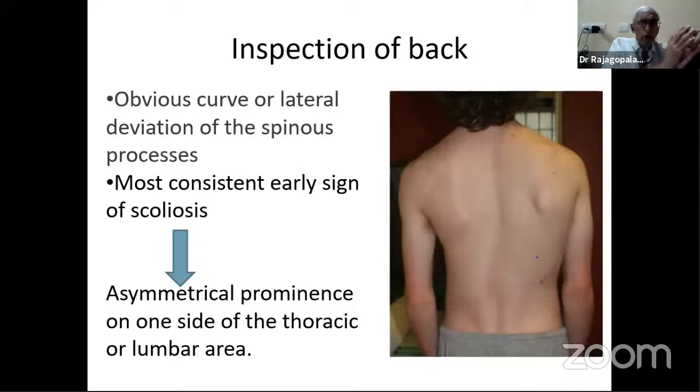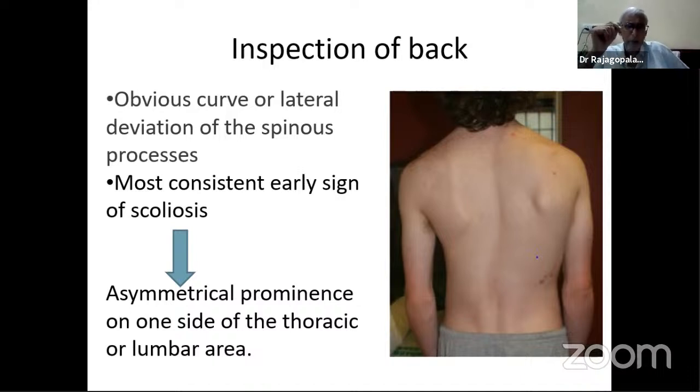Now, once you have looked at the general examination, then look at the curve. So you are seeing that this patient has a curve. Now, with this particular patient, or the next patient I'll put, it will not be so easy to make out some of the coffee spots in dark skin. So you are going for general examination, looking for any curve or deviation.